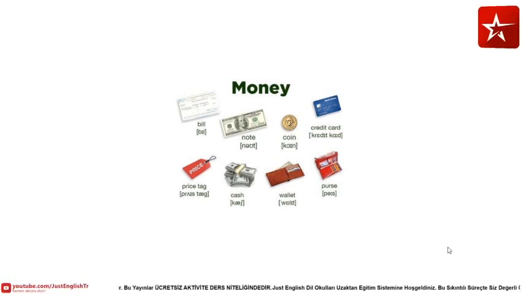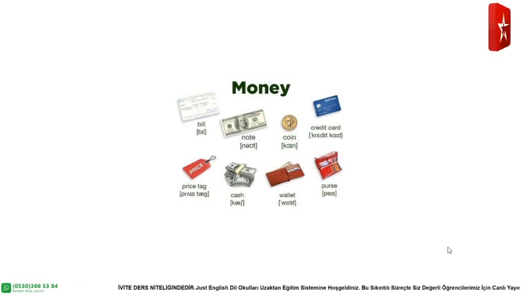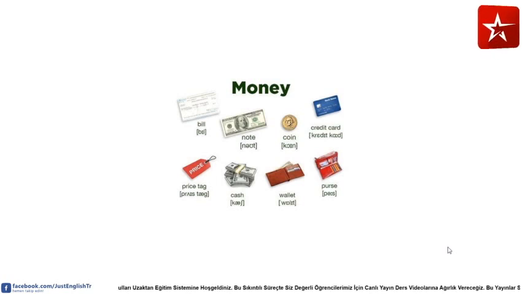Okay, so not only the words, but we will also be talking about some phrasal verbs. How can we use these with money? Okay, and some collocations, idiomatic phrases about money. So let's start firstly with the new words that we will be talking about. It's about the bill, note, coin, credit card, price tag, cash, wallet, and purse.